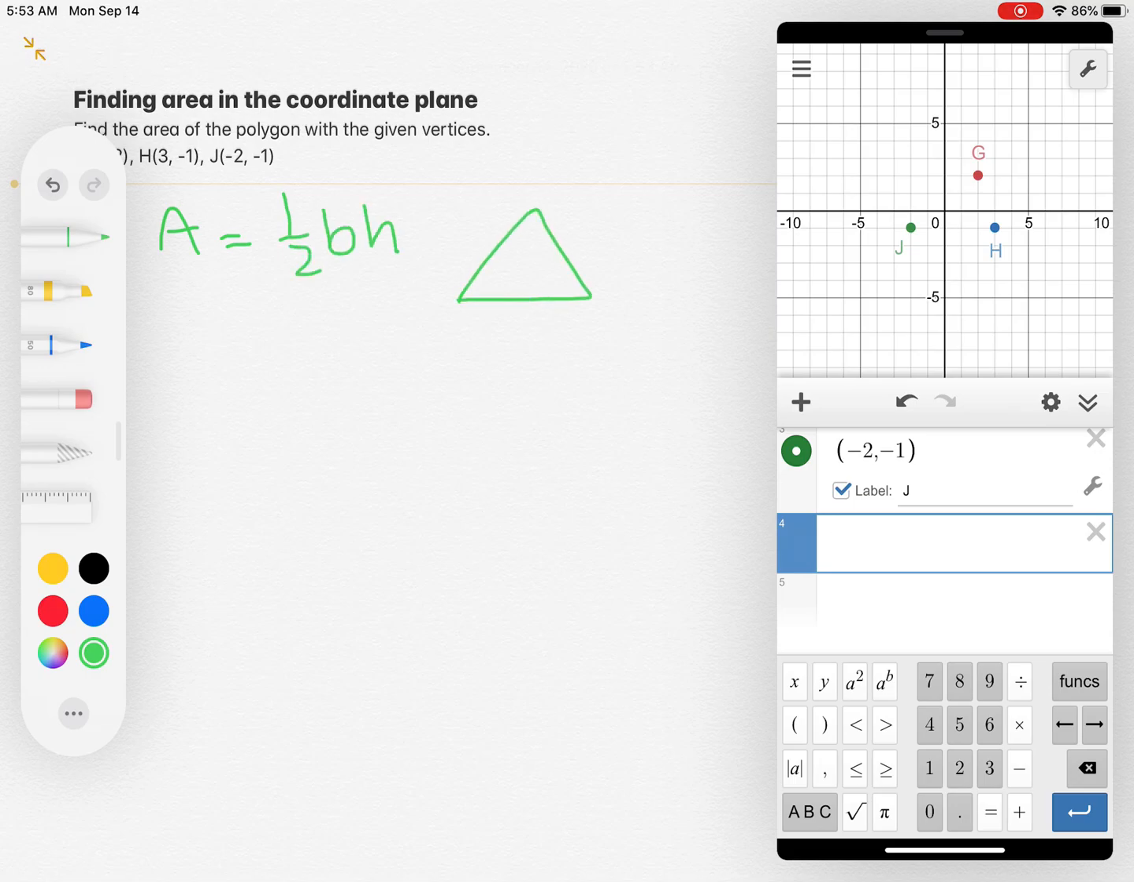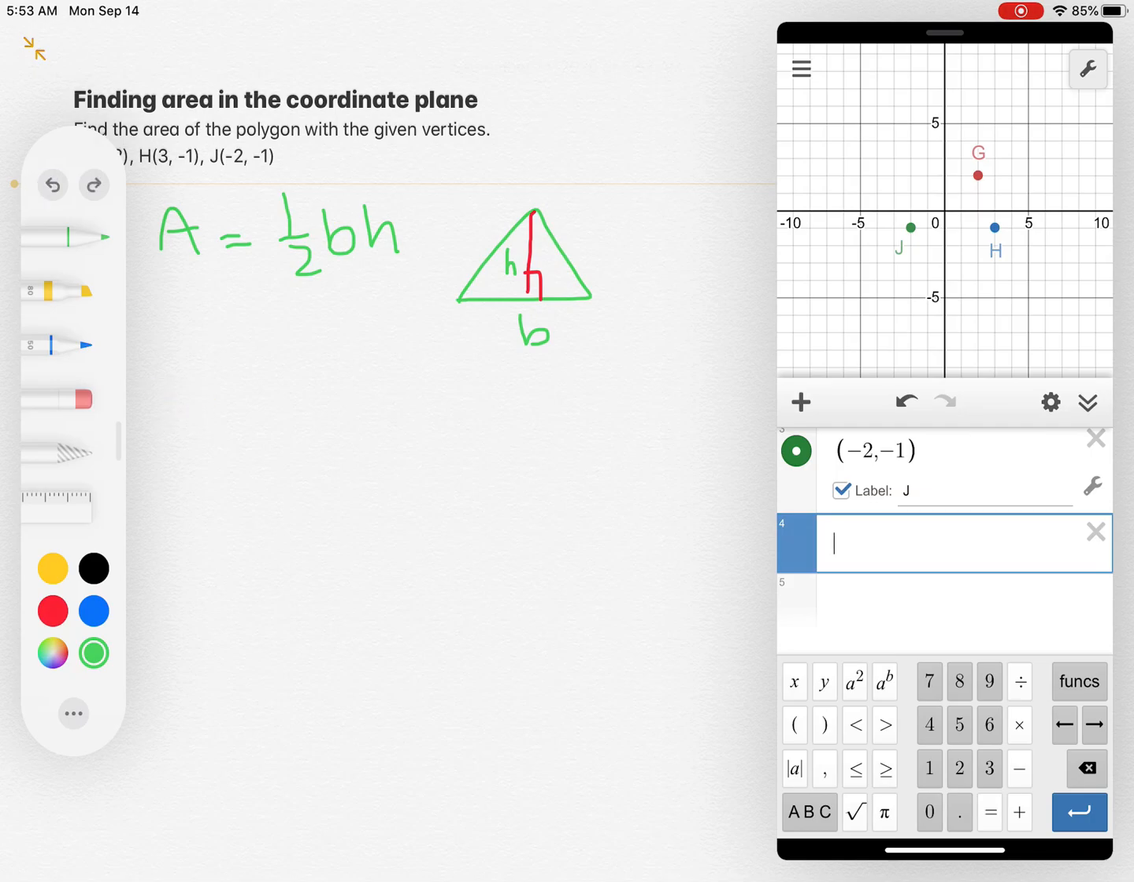So in picture form, your base and your height need to be perpendicular to each other. Your height is not always a side of the triangle, and that's what's going on here. So we need to know B, we need to know H. If you have a vertical or horizontal, that's a good side to use for your B or your base. And so JH is going to be the one we are going to use for our base.